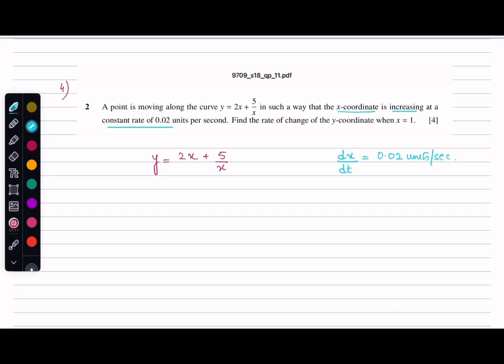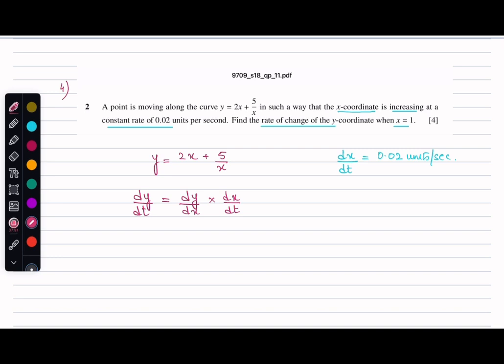So I have y, and we need to find the rate of change of the y coordinate, and this is when our x is equal to 1. So if I make this rate of change equation, then I should say here that the rate of change of y, dy by dt, should be equal to, first the y changes with respect to x, as y is in terms of x, and then x is changing with respect to the time, which is already given to us as 0.02.